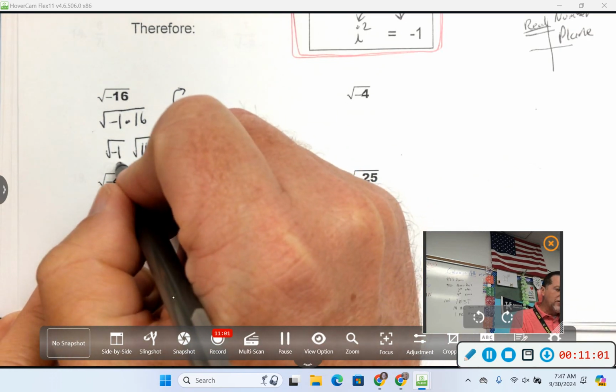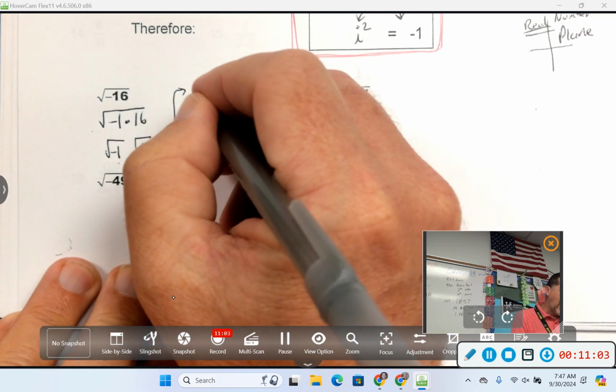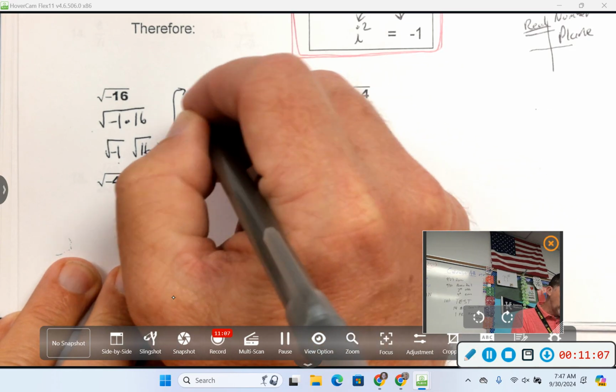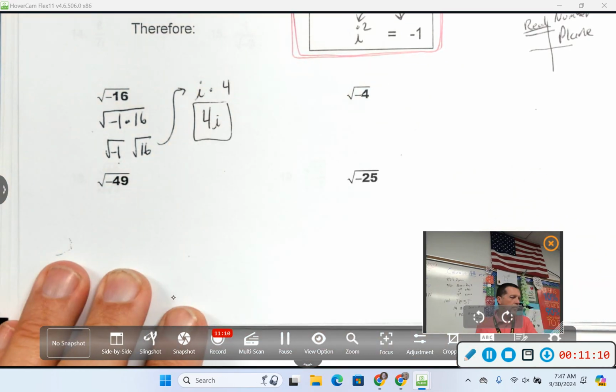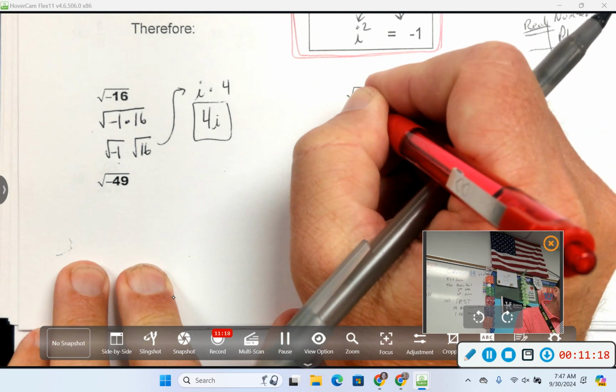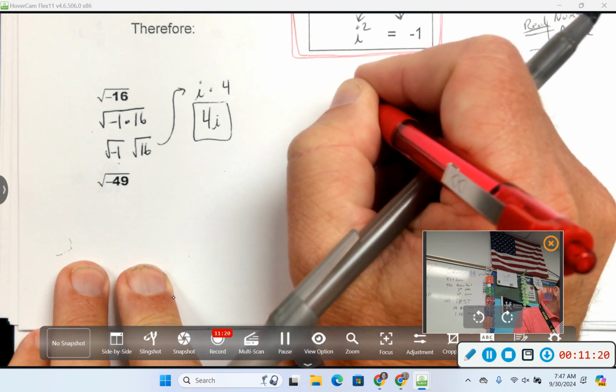What's the square root of -1? i. And the square root of 16? 4. So it's 4i. So my answer is 4i. Shoot, I was right. So the easier way to handle this is, if there's a negative in the radical, you drag it outside and turn it into an i.